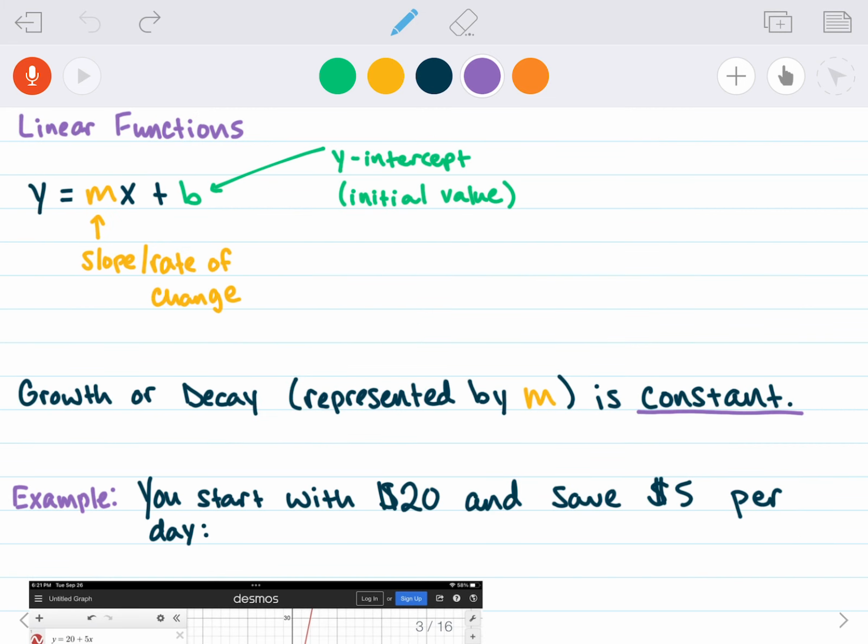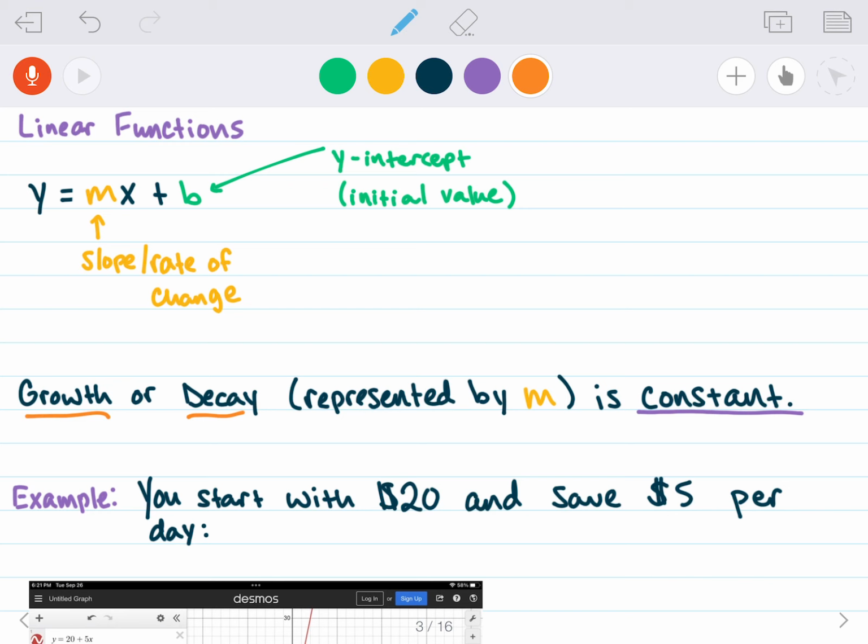Alright, so as I mentioned, linear functions have the form y equals mx plus b, where m is our slope or rate of change, and b is our y-intercept or our starting value. Okay, so we're going to talk about how linear functions and exponential functions are similar and different. And one thing that is similar is that they do both show growth or decay, right? So linear functions do illustrate growth or decay.